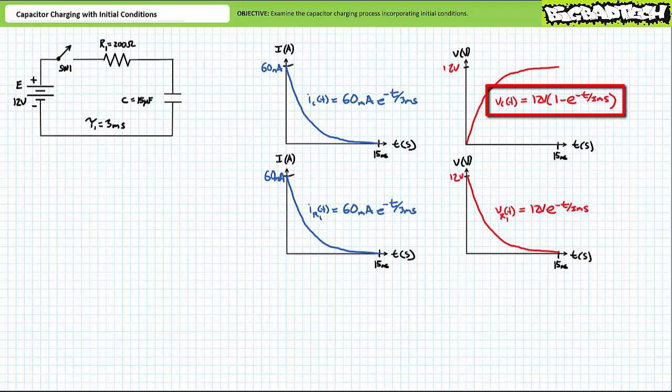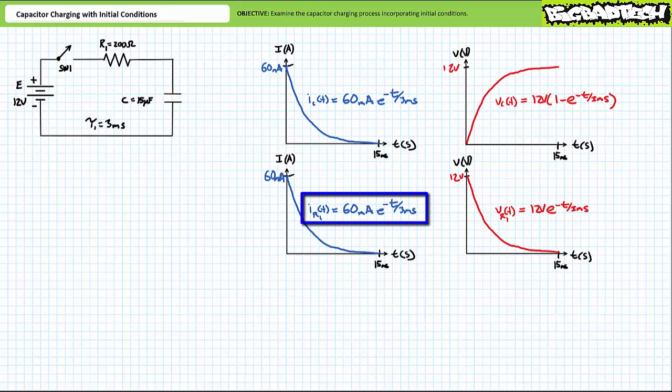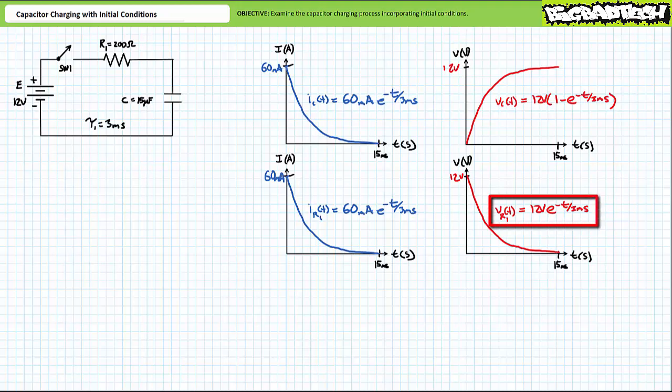Voltage across the capacitor, Vc of t, during the charging process was 12 volts times 1 minus e to the negative t over 3 milliseconds. Voltage across the capacitor started out at 0 volts, our initial voltage, and grew to 12 volts over 5 time constants or 15 milliseconds. Current through the resistor, IR1 of t, during the charging process also equaled 60 milliamperes times e to the negative t over 3 milliseconds. Current through the resistor and all elements in series with it experiences an initial surge of 60 milliamperes and decays to 0 over 15 milliseconds. Finally, voltage across the resistor, VR1 of t, during the charging process was 12 volts times e to the negative t over 3 milliseconds. Voltage across the resistor surged to 12 volts and decayed to 0 over 15 milliseconds.